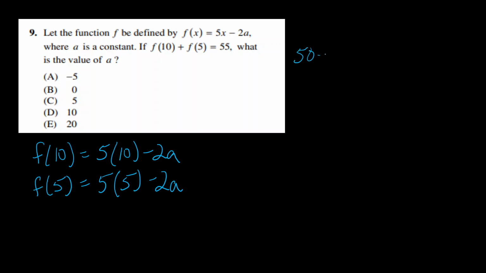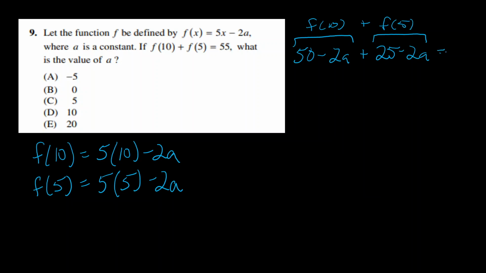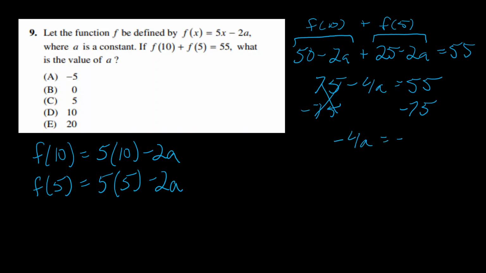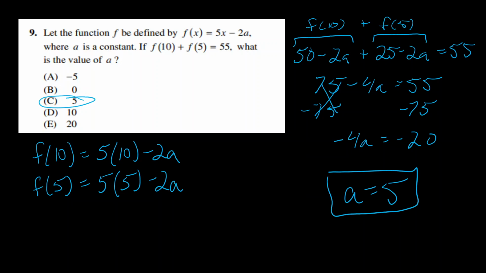So 5 times 10 is 50, minus 2a. That is my f of 10, plus 25 minus 2a. 5 times 5 is 25. That's my f of 5. And we know that all equals 55. So let's combine some like terms. 75 minus 4a equals 55. Subtract 75 over, so we have negative 4a equals negative 20, and a is going to be 5. Back to my answer choices. Letter C. All good. Next question.